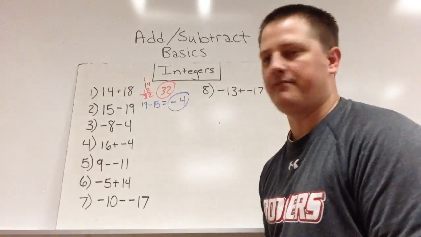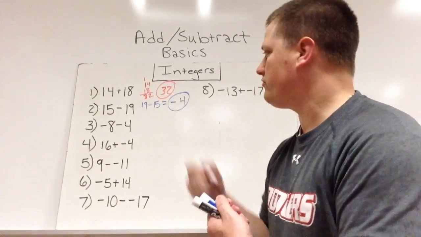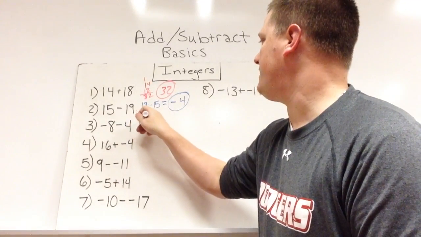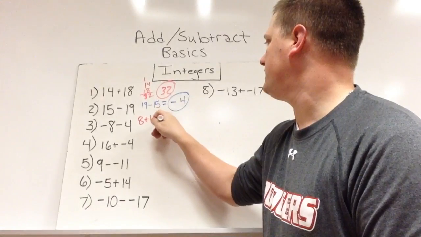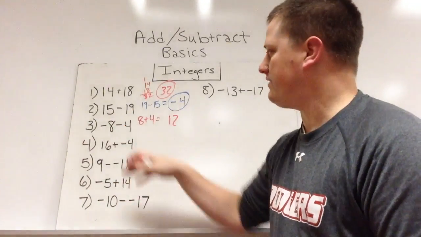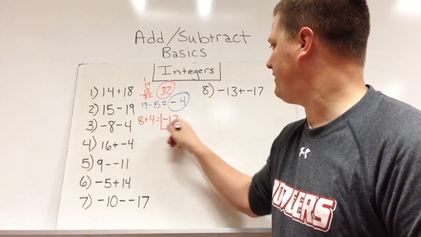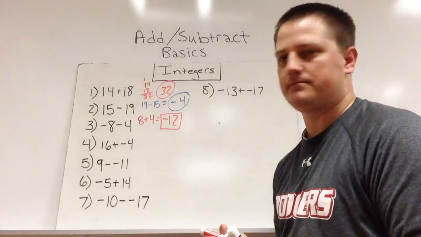Number 3 is based off of rule 3. We have negative 8 minus 4. What we do is we actually add 8 plus 4 to give us 12. But rule 3 says because of this system, our answer is negative. So we have negative 12 there.